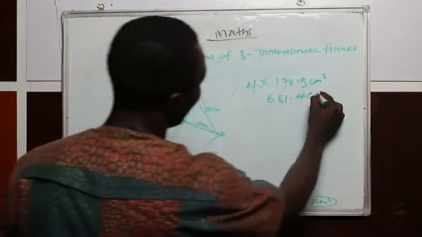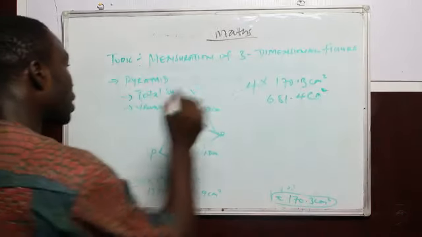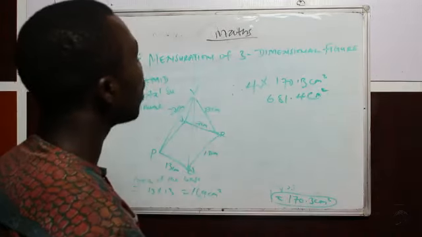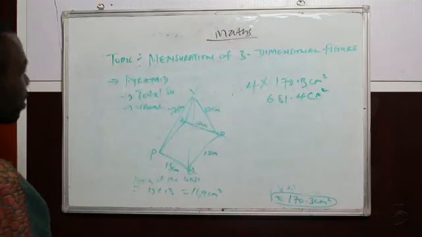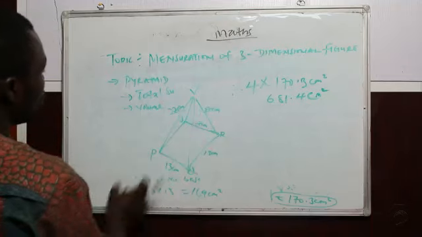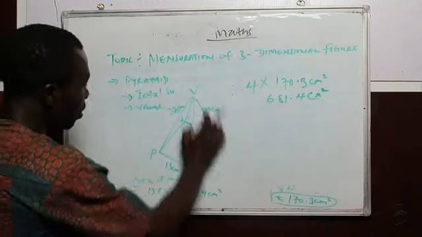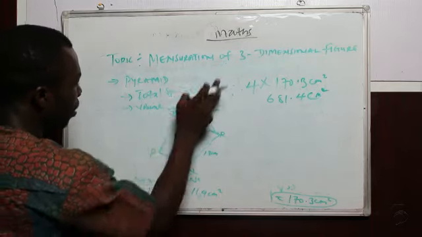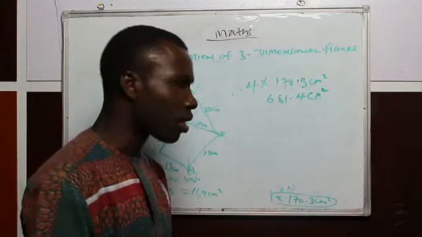681.4 square centimeter. That's for the area of the triangle. For the area of the 4 isosceles triangles: 1, 2, 3, 4. This is number 1 isosceles triangle, number 2, number 3, this one, and number 4, the other side. That's making it 4 isosceles triangles.